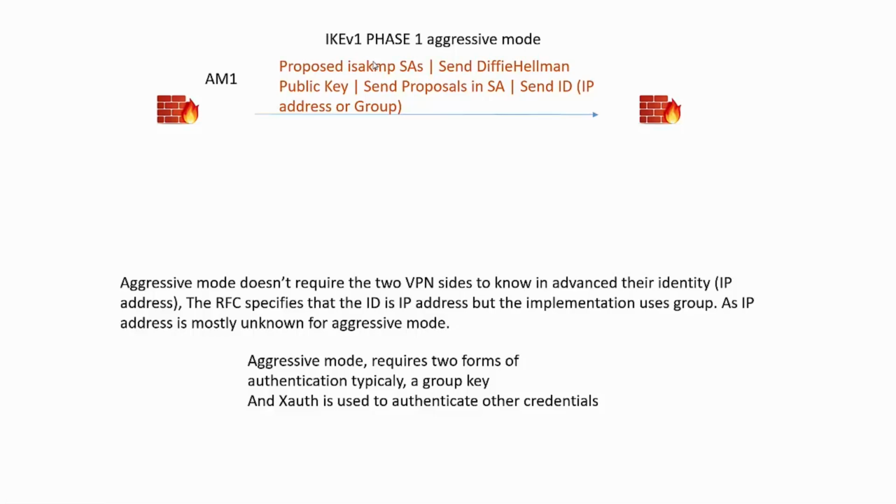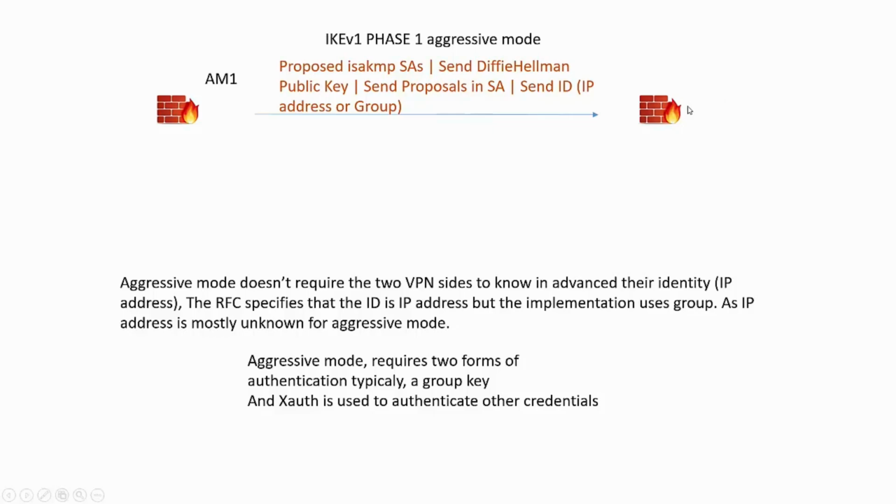The transforms have the list of encryption, hashing algorithms and Diffie-Hellman key groups that it would like to use. It's going to select its preferred algorithms, generate its Diffie-Hellman private key and public key. It will then send the header with the security association, its public key and the nonce for the initiator as well as its ID. The ID portion is typically a group ID as the IP address of the initiator is not known ahead of time. This will be sent to the firewall or gateway, which is the responder in this case.